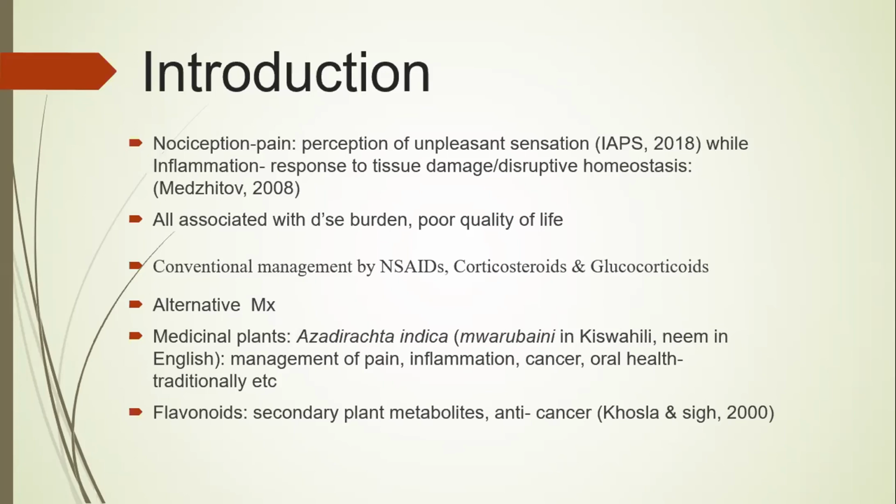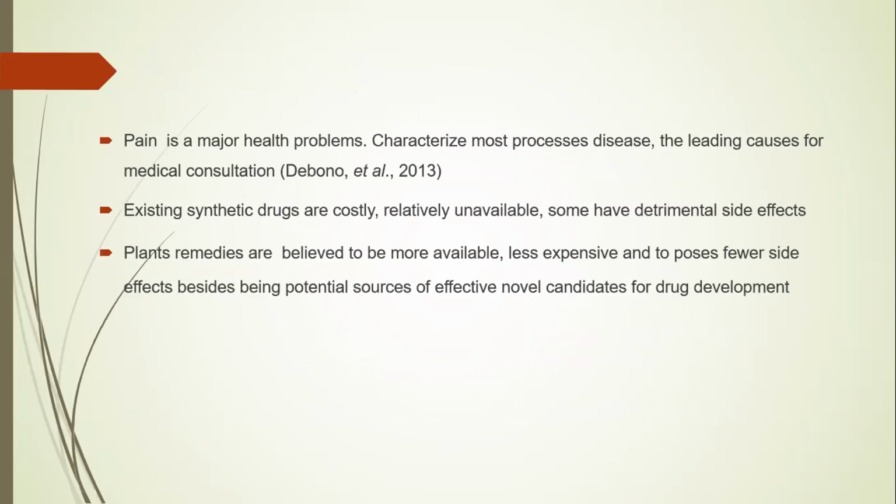However, we have what we call alternative methods. And one of the alternative methods we have in Africa is the use of medicinal plants or extracts. And one of the medicinal plants used is A. indica, which is Mwarobaine, as I've just told you. And it has very many uses. It has quite a number of compounds that have been found, that is the alkaloids, the flavonoids, and so forth. As I've just told you, much about this plant is not known, but it is believed that it has fewer adverse effects, it's available, and possibly it can be a source of novel candidates for drug development.